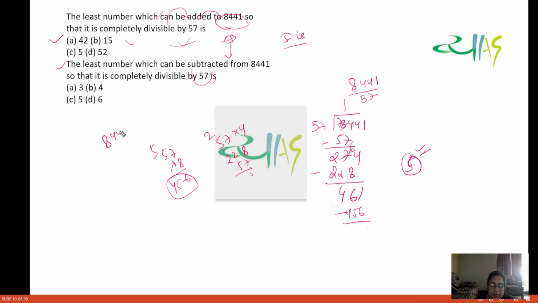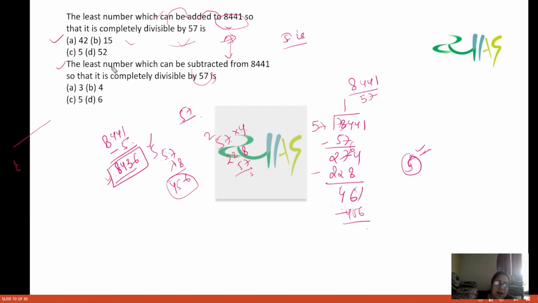So देखिए 8441 में अगर आप 5 माइनस करेंगे तो क्या नंबर आ जाएगा, 8436। ओके, तो ये जो नंबर था 8436, ये डिविजिबल है किससे, 57 से, है ना। आप डिवाइड करके देख लीजिए, ये फिर 456 हो जाएगा, ये डिवाइड हो जाएगा। So this number is divisible by 57.